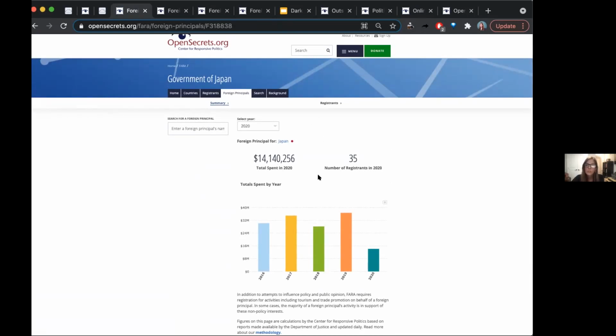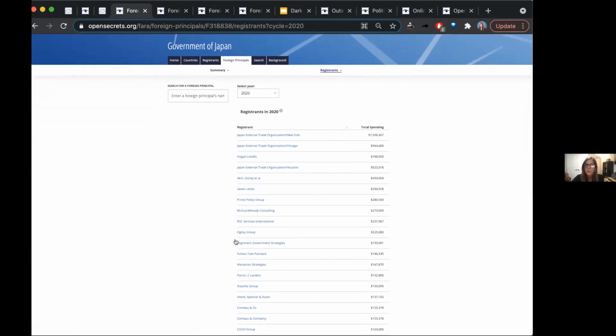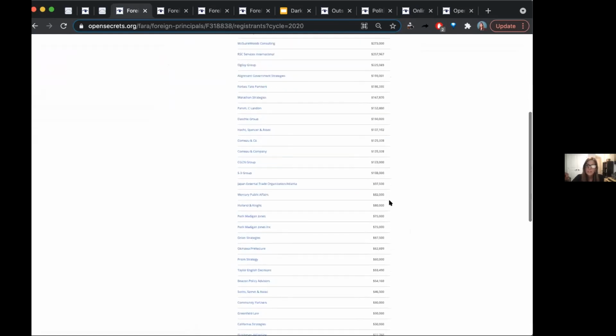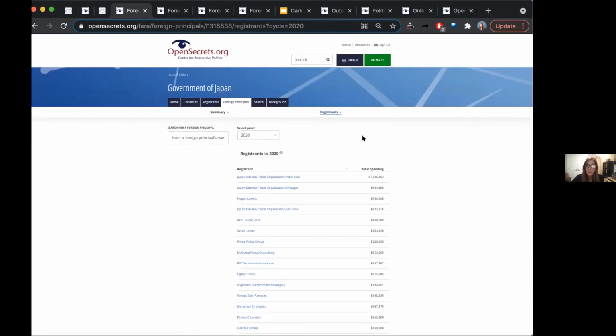And so each of the foreign principals profiles, similar to the registrants profiles and the country profiles, shows which registrants are linked to that as well. So in the case of Japan, these are all of the different registrants that have worked for it. And it's really just a mix of US affiliates that are tied to foreign principals in Japan, but also you'll see these firms that are more traditional lobbying or communications firms, and how much they paid to each. And in some cases, it can be a pretty long list, and that's just for 2020.